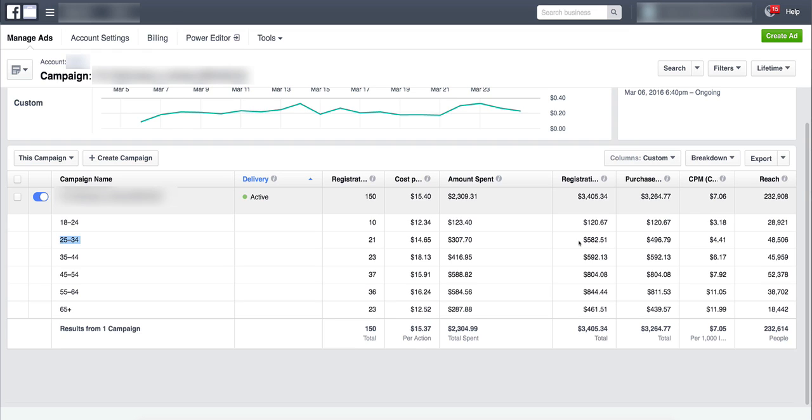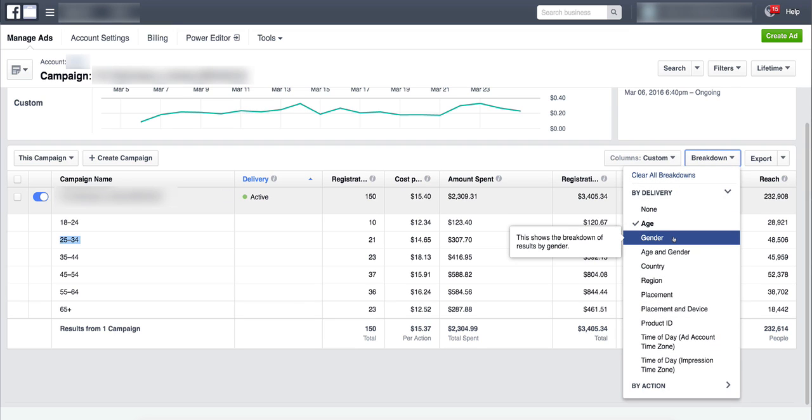So that being said, this is a great way to, on a budget, just advertise to everybody and then come back after the fact and deep dive into your campaign and identify where your profits are. So I would redo this campaign and just target everybody 25 plus, okay? Now, the next type of breakdown you can do is gender.